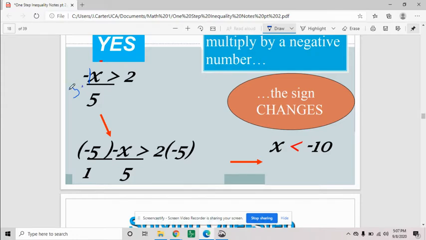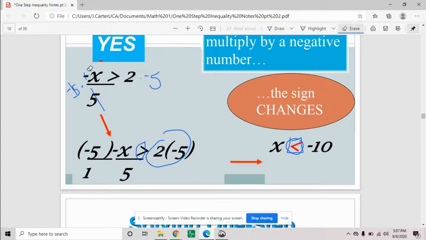Multiply to cancel out this -5 here, and they do it over here. Oops. I'm dividing. That's wrong. And they multiplied by -5 over here as well. And that's how they got 10. But don't forget to change your sign. So you'll see that over here it started out as greater than, and over here it is less than.